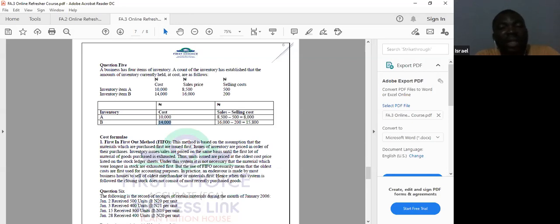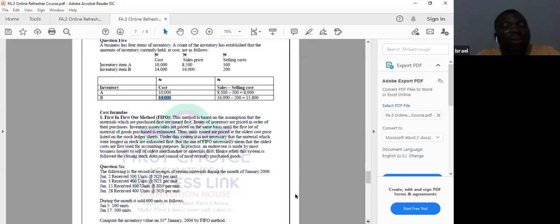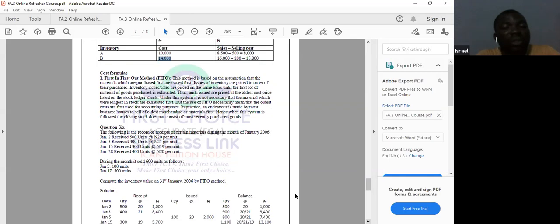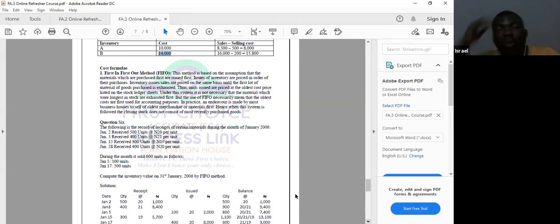So let's look at the last part of this standard, which talks about cost formula. We have several types of cost formula. According to the standard, we have what we call FIFO, and we have weighted average. FIFO is first in, first out. This method is based on the assumption that the materials which are purchased first are issued first. Because I purchased it first, it must go out first. Issue of inventory at price in order of their purchase.